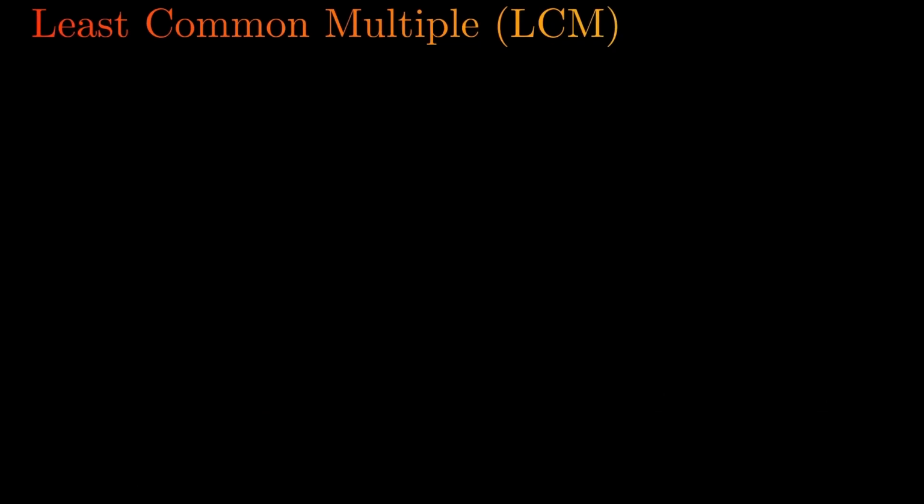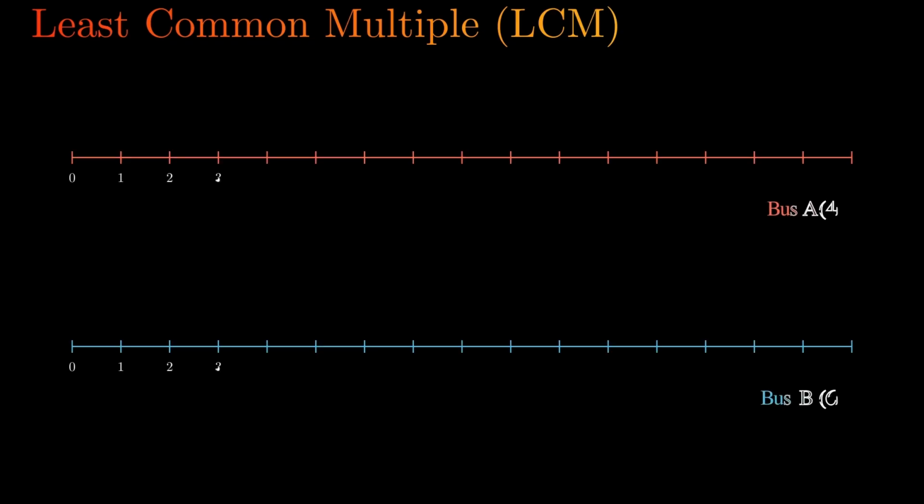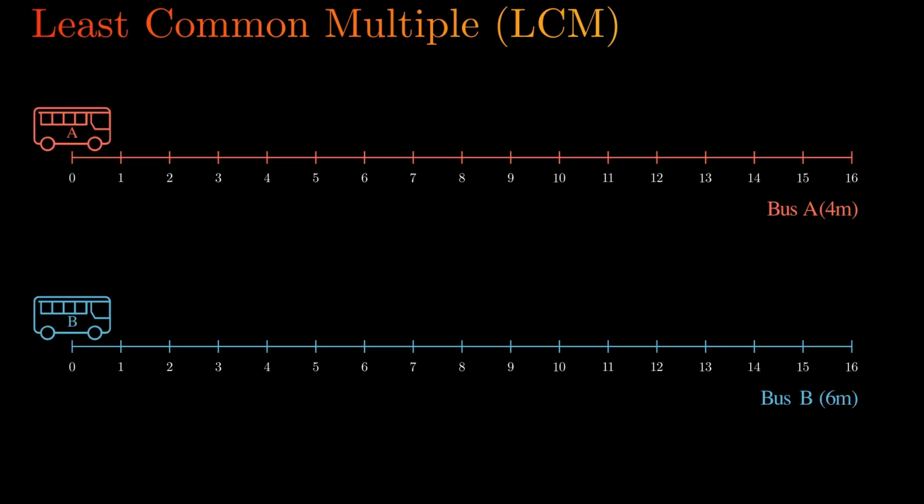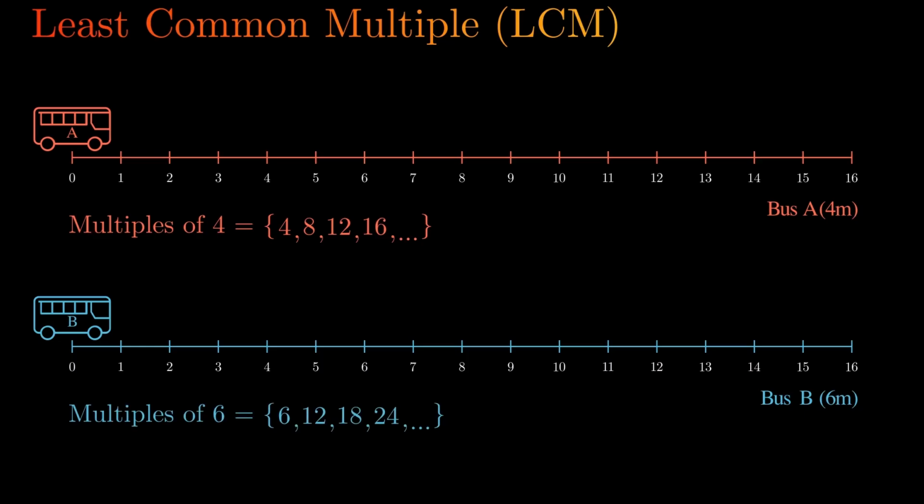Next up is the LCM, or least common multiple. This is the key to adding and subtracting fractions with different denominators. Think of this like two different bus schedules. Imagine bus A stops every 4 minutes and bus B stops every 6 minutes. When is the first time they will both be at a stop at the exact same time? Let's list the multiples. Bus A stops at 4, 8, 12, 16. Bus B stops at 6, 12, 18.